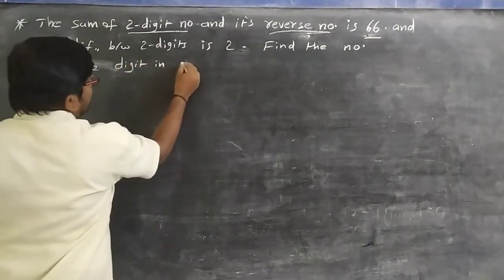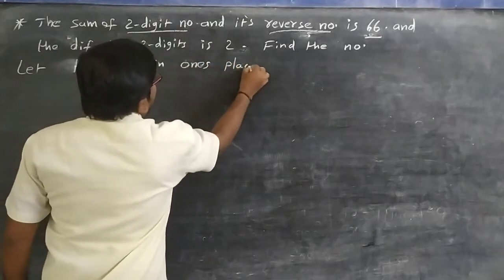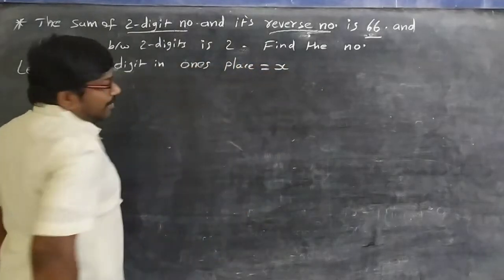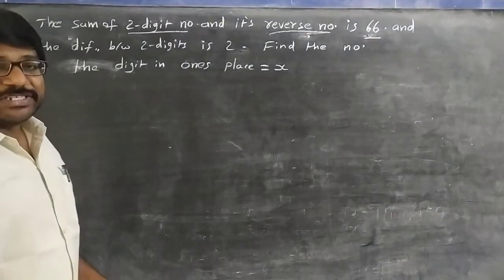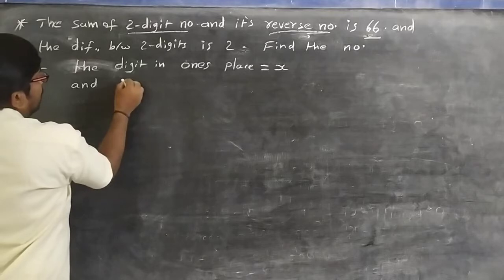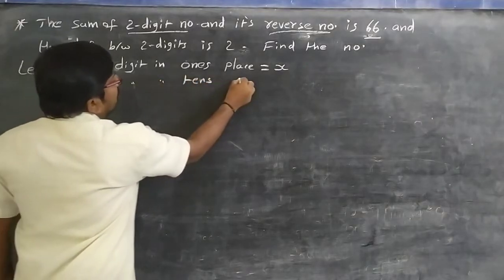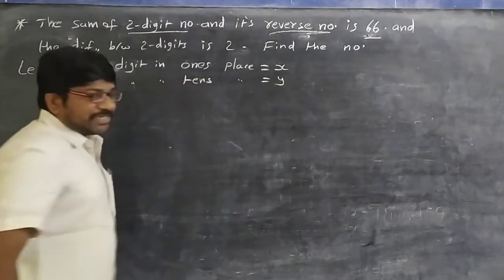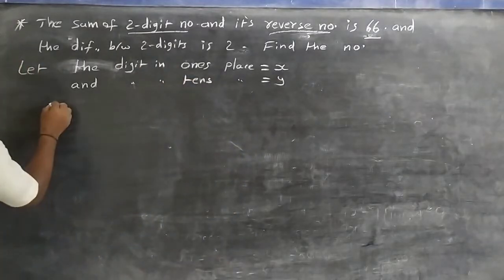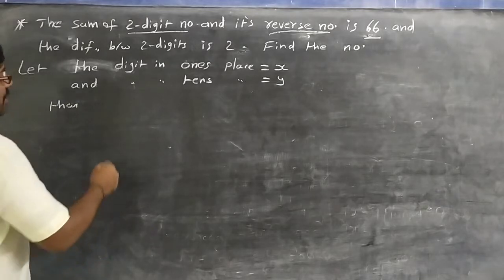In units place or ones place, say x. Ones place means the unit digit is x, and the digit in tens place, say y, right? So then the two-digit number is.